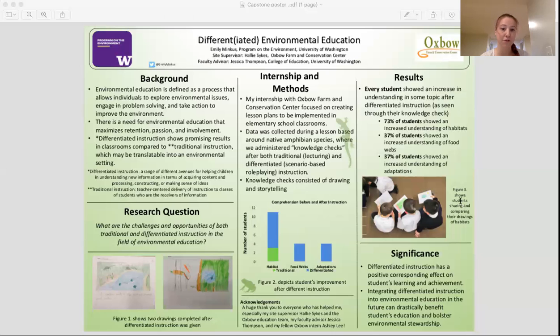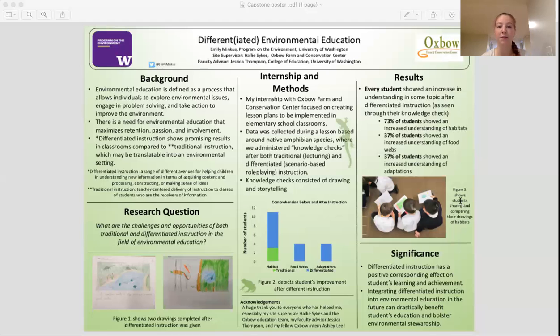So comparing the first and the second drawings after traditional and differentiated instruction, the results were fairly drastic, and all students showed a huge increase in knowledge when it came to amphibian traits and habitats. Every single one of them showed some sort of improvement on their drawings or stories after differentiated instruction, with 73% of students showing an increased understanding of habitats, 37% of students showing an increased understanding of food webs, and 37% of students showing an increased understanding of adaptations.